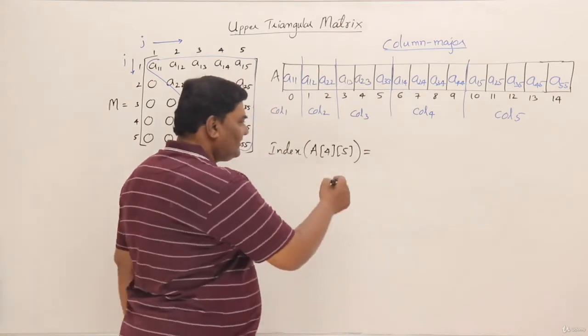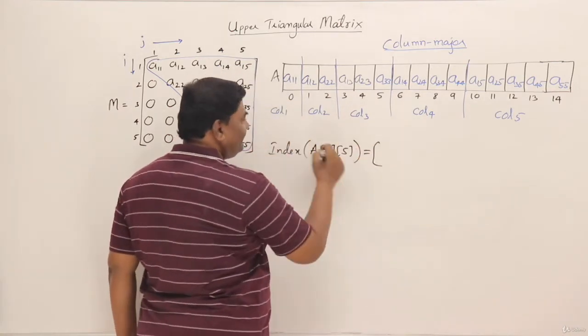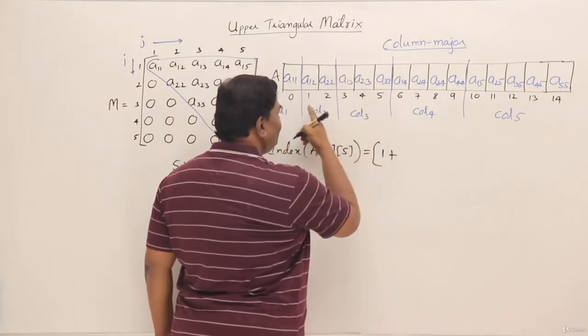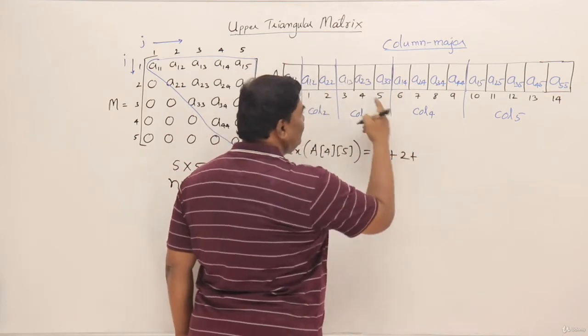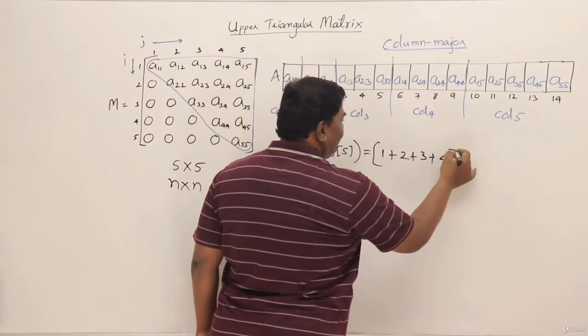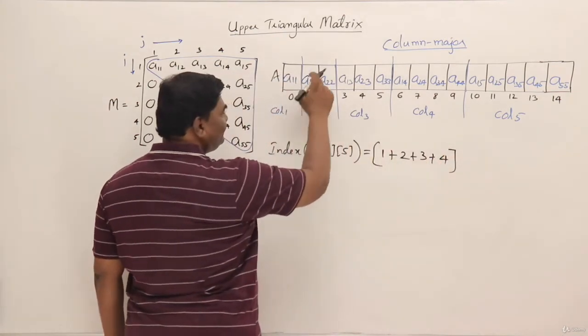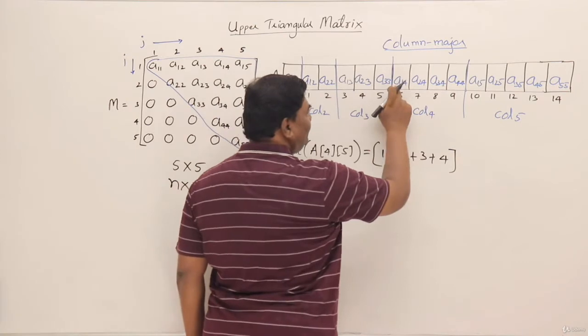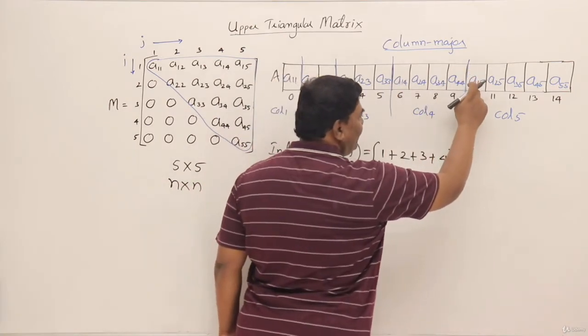So I should skip over the first column. How many elements in the first column? Just one. Then the second column has 2 elements. Then the third column has 3 elements. Then the fourth column has 4 elements. When I have skipped the first column, I am here. Then the second column, I am here. The third column, I am here. Then when I have skipped the fourth column, I am here.